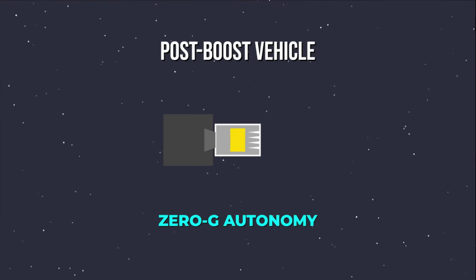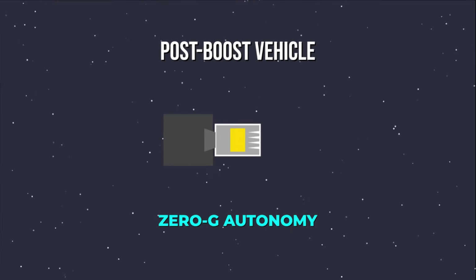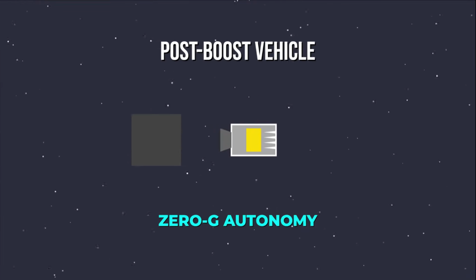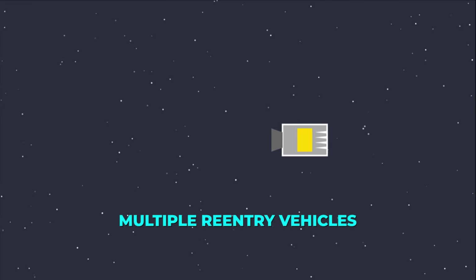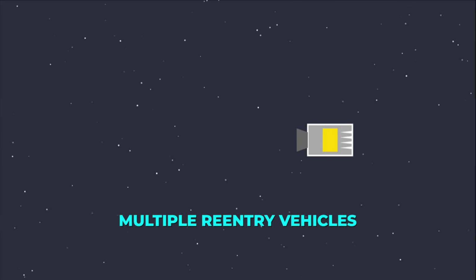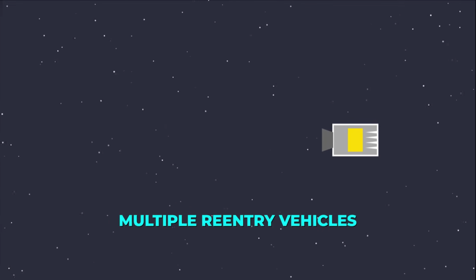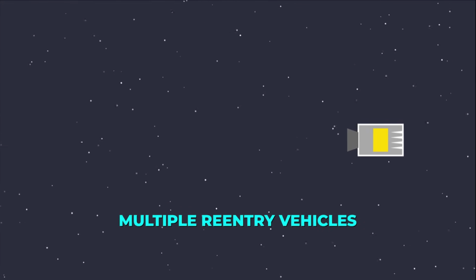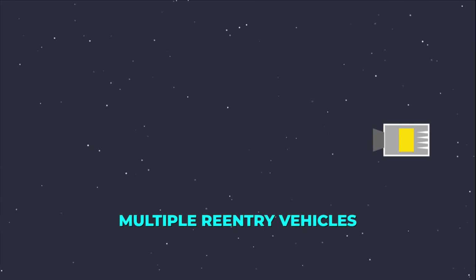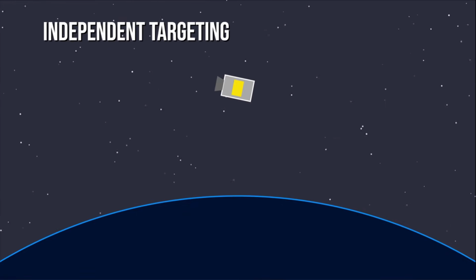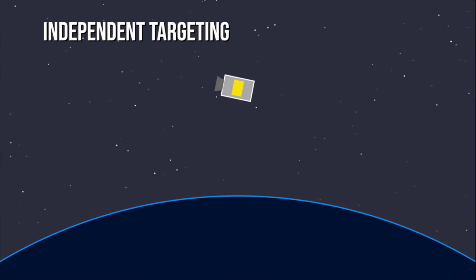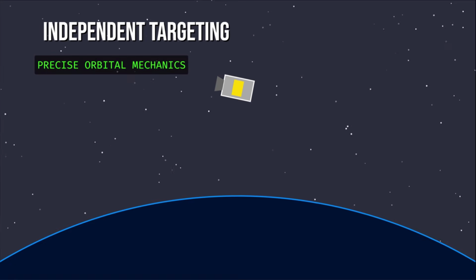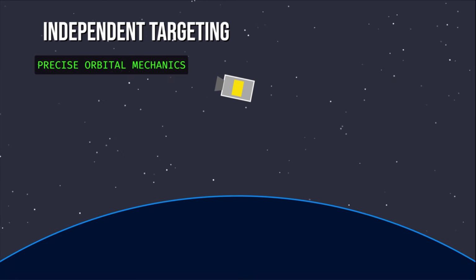The moment the post-boost vehicle separates from the final stage, it becomes a highly autonomous spacecraft operating under zero-G conditions. Its primary function is to sequentially deliver multiple reentry vehicles, or RVs, each aimed at a distinct target hundreds of kilometers apart. This independent targeting capability, known as Multiple Independently Targetable Reentry Vehicle, or MIRV, relies entirely on the bus's ability to execute precise orbital mechanics.